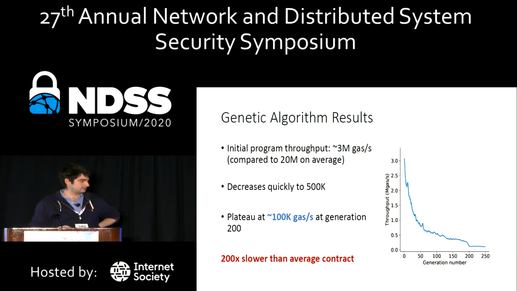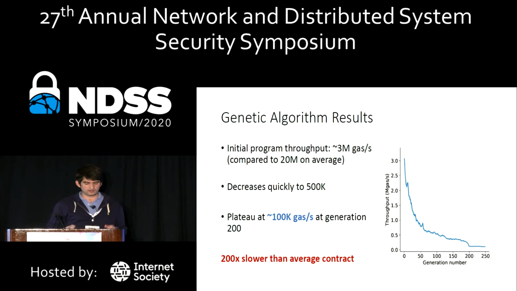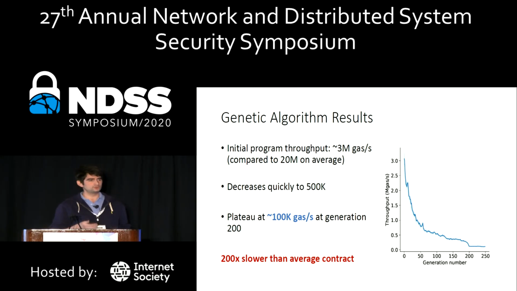Then we can see that it decreases fairly quickly to 500,000 gas per second. And finally, at generation 200, it plateaus at 100,000 gas per second. To give an idea of how bad this 100,000 gas per second is, it's 200 times slower than the average contract. So this is really, really slow.